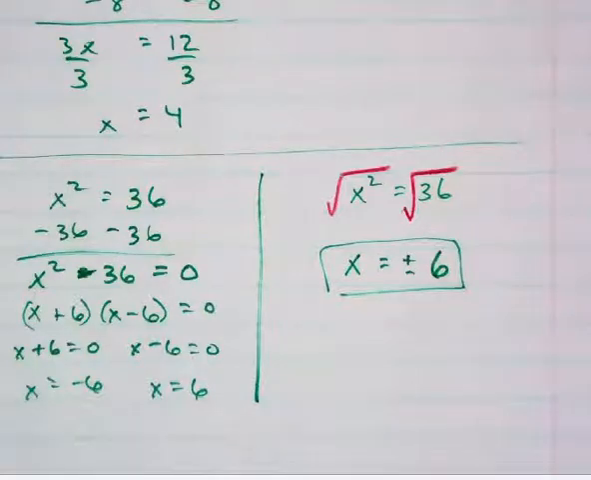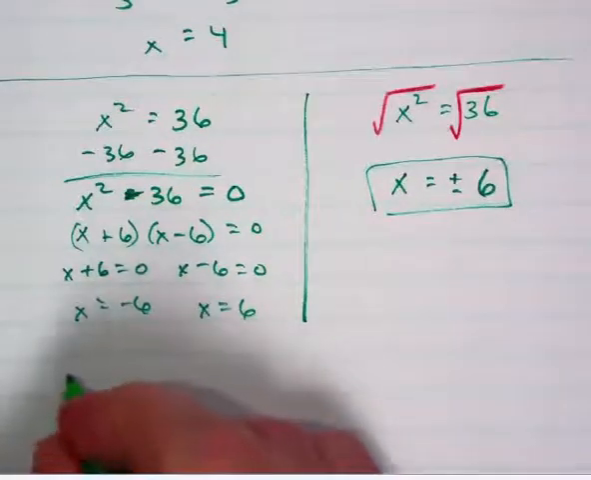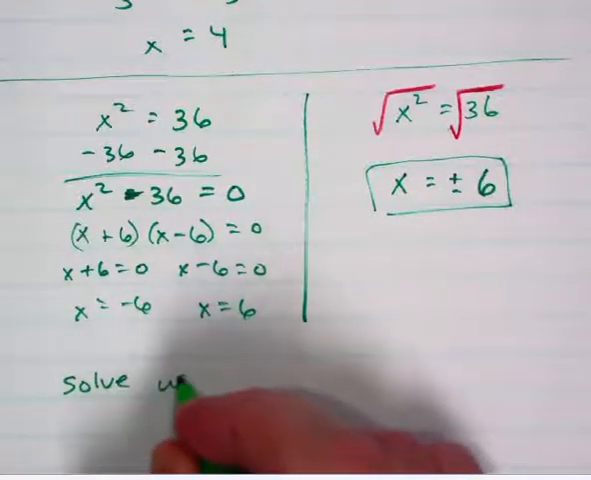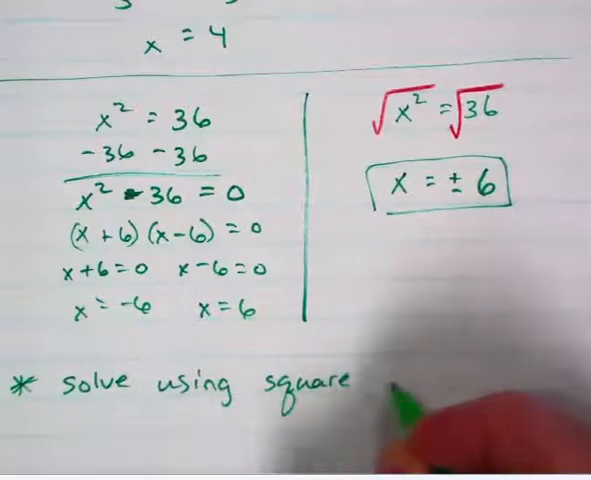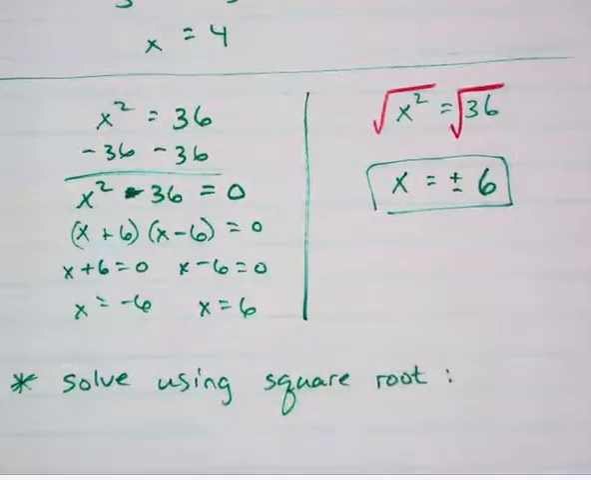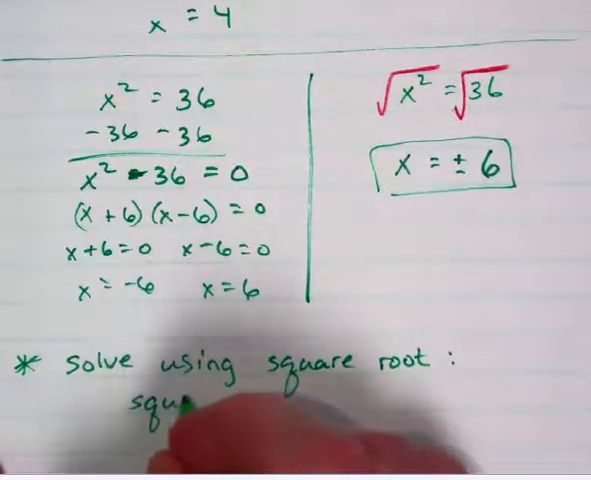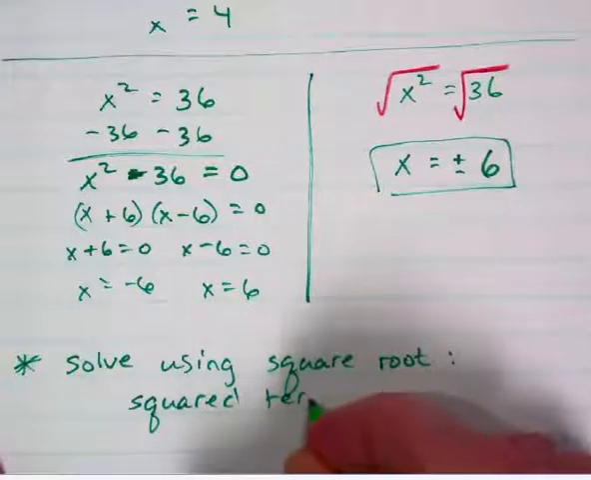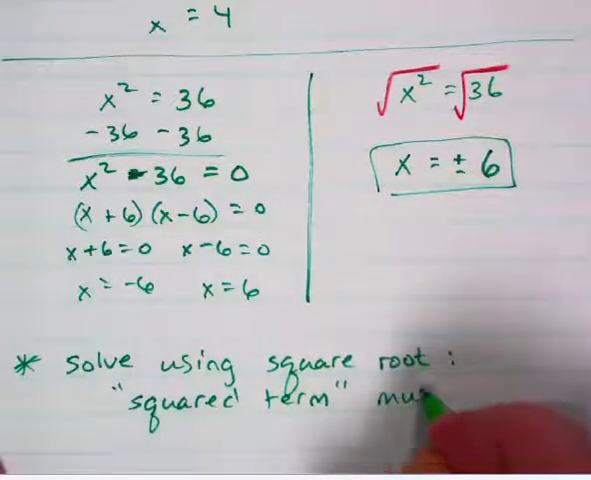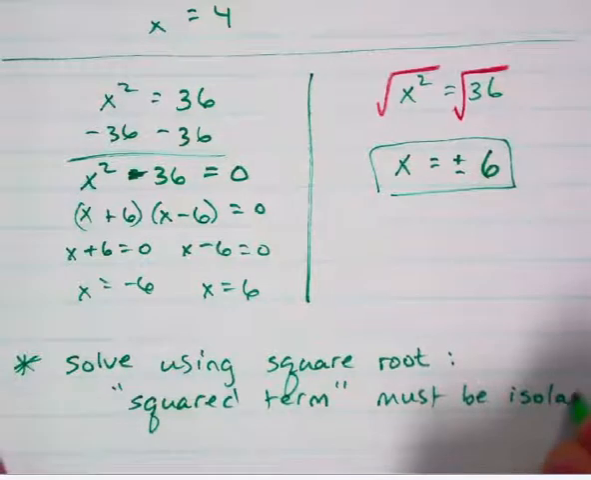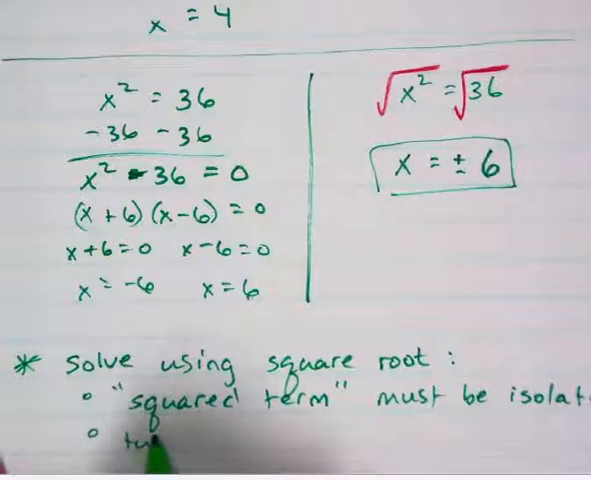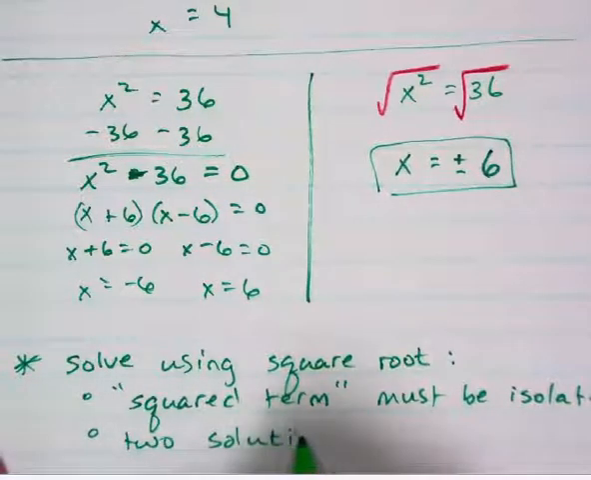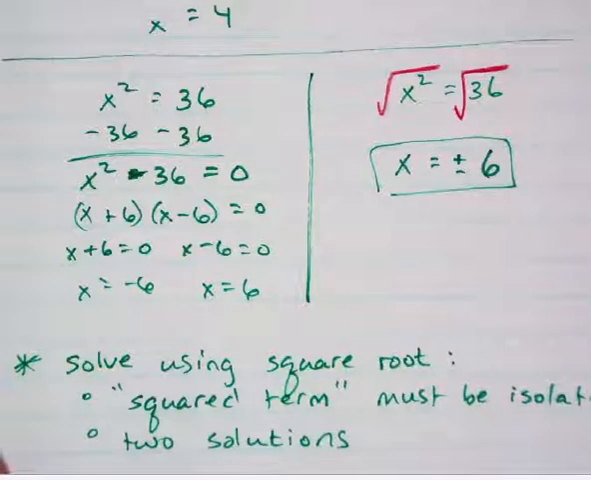Now there is one important thing to this. When we solve using the square root, there are two important components. One, the squared term must be isolated. The other is that there should be two answers or solutions. One of them will be positive, one of them will be negative. So this is what we're looking at.